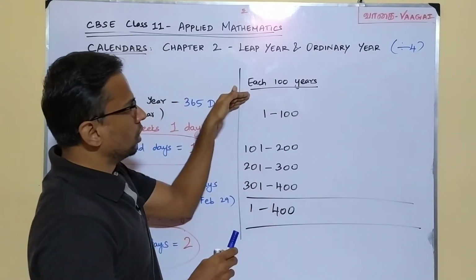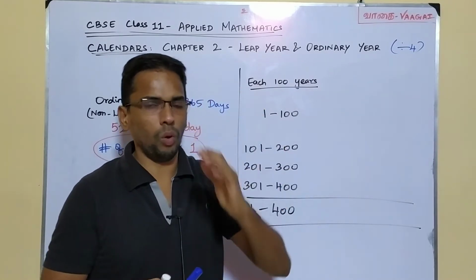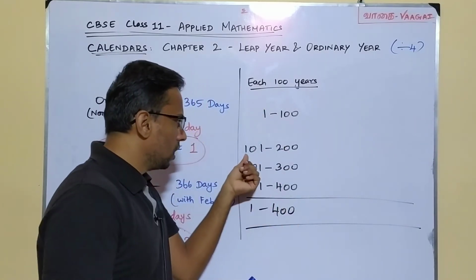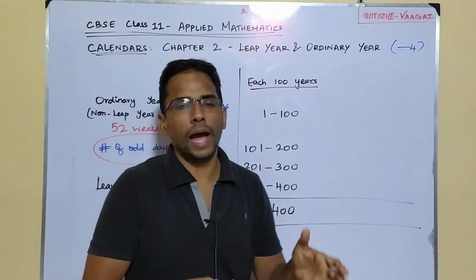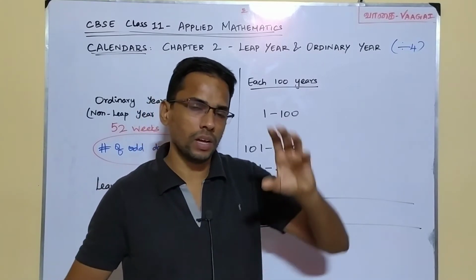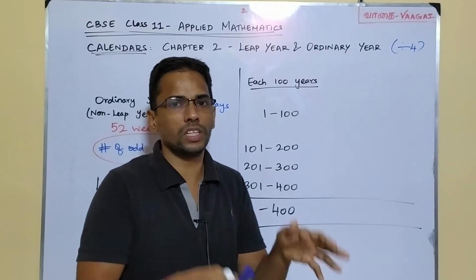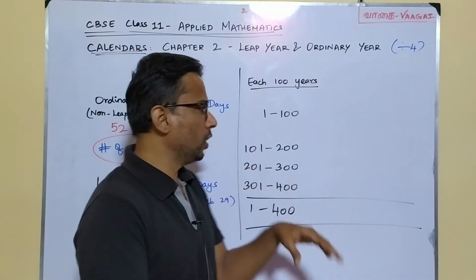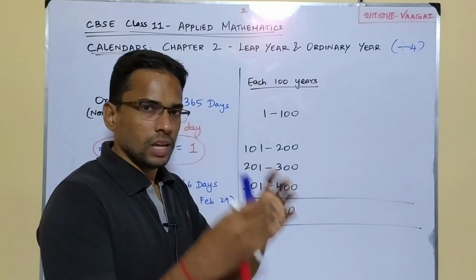So I'm going to take every 100 years: from year 1 to year 100, then 101 to 200, 201 to 300, 301 to 400. I'm just dividing the years into 100-year blocks, like the first century, second century, and likewise, and I'm going to calculate the number of odd days for each of these 100 years.